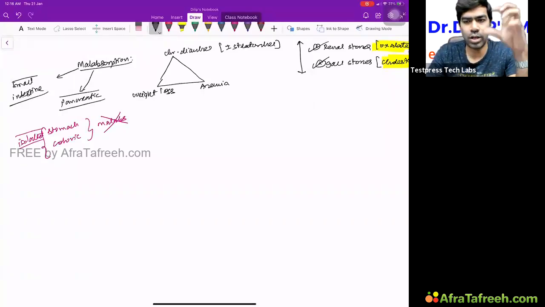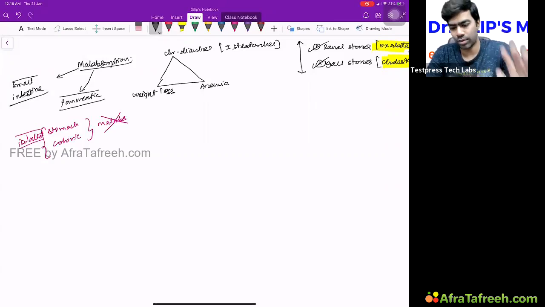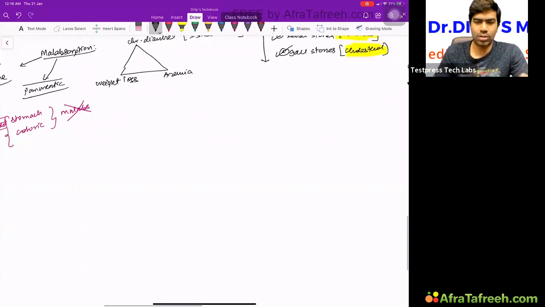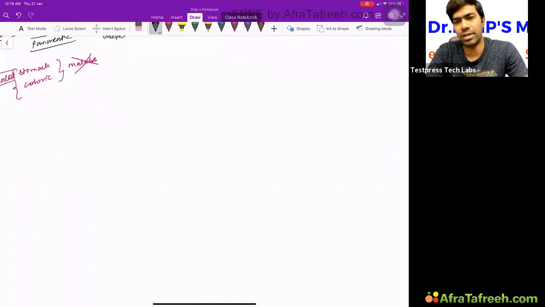If the colonic pathology or gastric pathology is associated with small intestinal pathology, which is the most common scenario, you will end up with malabsorption. So pure colonic pathology or pure gastric pathology is unlikely to cause malabsorption. That's the most important point that you need to know. Usually, if you have malabsorption, there will definitely be involvement of the small intestine, or involvement of the pancreas, or pancreatic dysfunction.